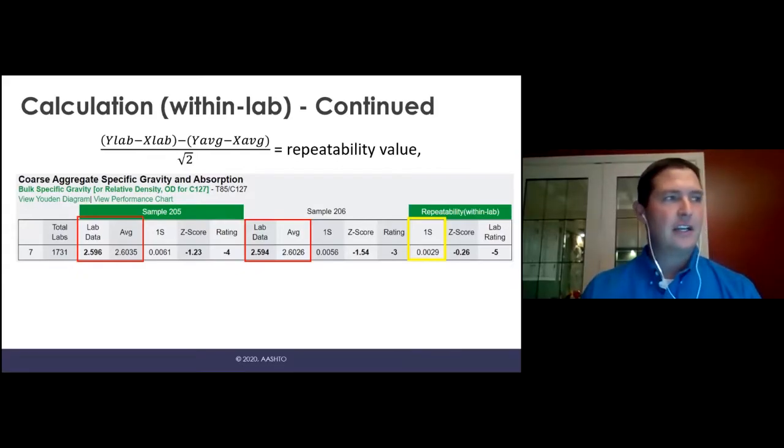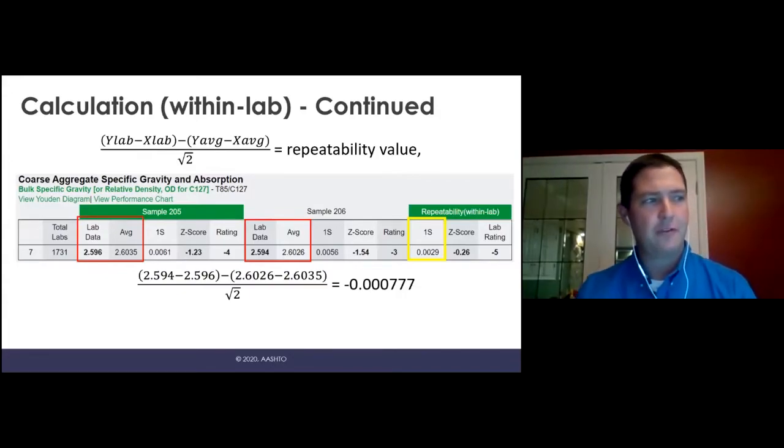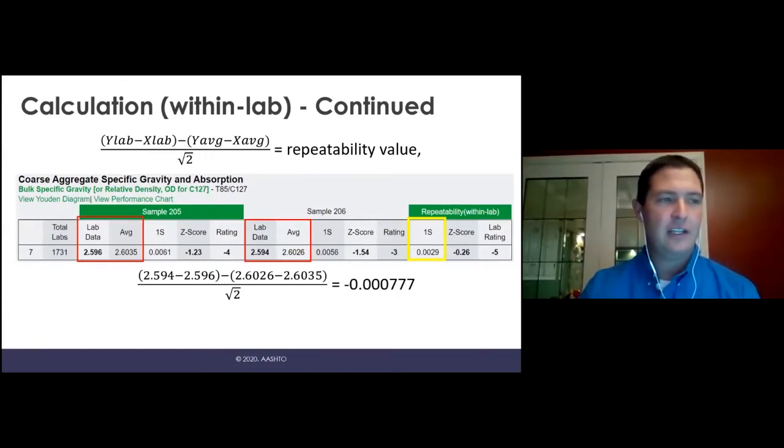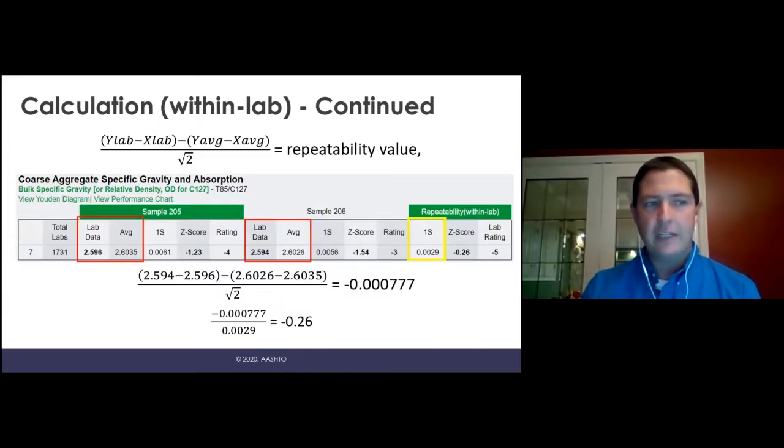So moving on to the next slide, this is going to show us how we actually do that calculation. And there's the numbers for that repeatability data point. Pretty easy. It's not incredibly difficult to calculate. And then we divide it by that standard deviation that we determined through the analysis, and we get our z-score, and you can see of minus 0.26, and that coincides with the lab rating of a -5. I'm just going to give everybody a second here to look at that and make sure that we have an understanding of it. And if not, we can obviously address some questions as we move along.